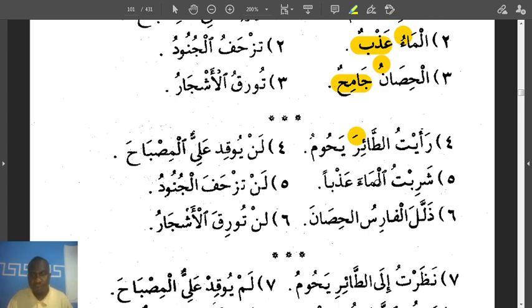Then he says, Sharibtul ma'a. Here you can see the fatha on the ma as against the dhamma here. Sharibtu, I drank, al ma'a, the water, azban, sweet. Dhallala al farisu al hisana. Dhallala, he tamed. When we say dhallala, to tame something.